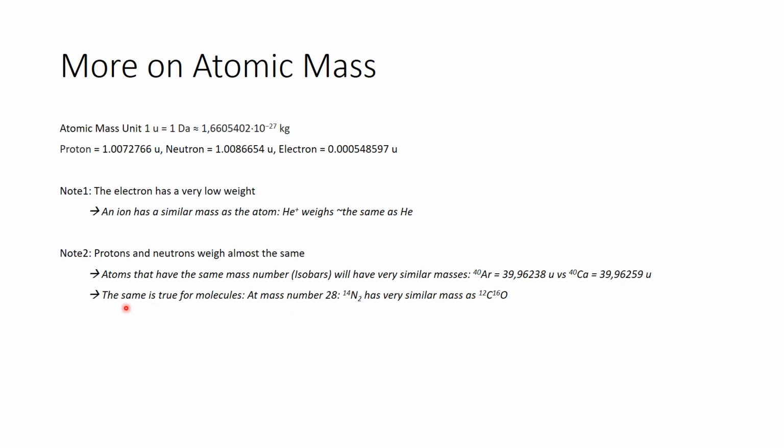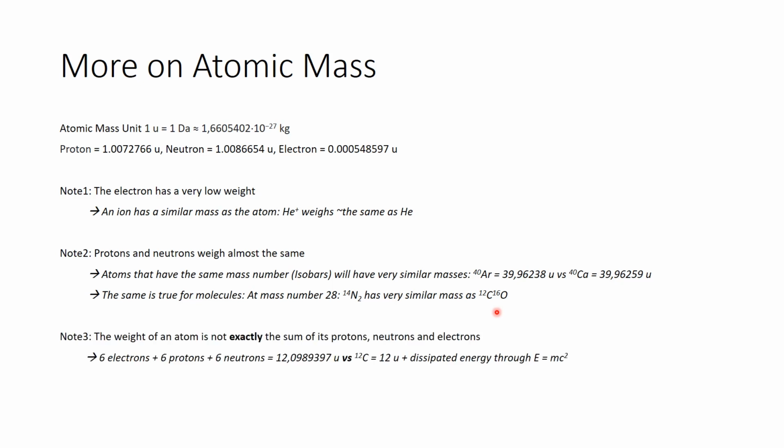The same is true for molecules. At mass number 28, we can have either nitrogen or carbon monoxide. This is very good to know when troubleshooting results from a mass spectrometer. We also note that the weight of an atom is not exactly the sum of its protons, neutrons, and electrons. This is due to the energy loss when the atom is formed from the separate particles through E equals mc squared.